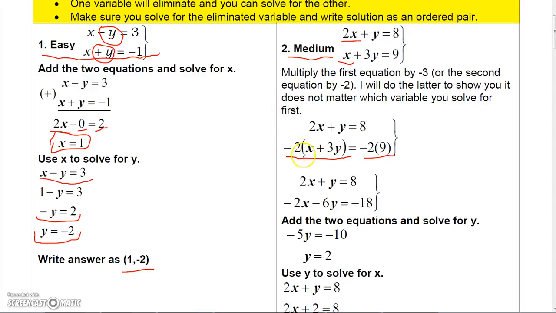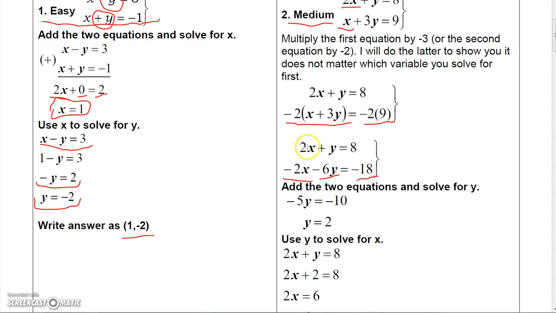So if I multiply x by negative 2, I'm going to get negative 2x. If you multiply 3y by negative 2, you're going to get minus 6y. If you multiply 9 by negative 2, you're going to get negative 18. Now when I add these together, the x's just cancel, and I get y plus negative 6y is negative 5y. And then over here, 8 plus negative 18 is negative 10. Now just divide both sides by negative 5, and I get y equals 2 for the y value.